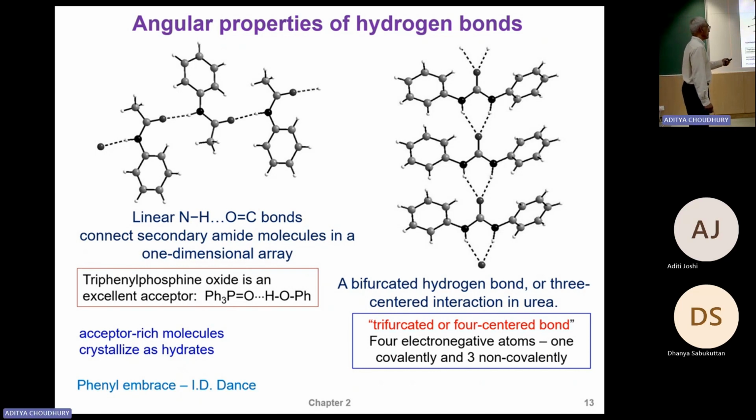In this case, a different type of hydrogen bond is given here. This particular compound is urea, or it can be thiourea. Thiourea also forms a similar one. It has two NH groups hydrogen bonded to the O, so it forms what is called a bifurcated hydrogen bond, or three-centered interaction. This is because it has more donors than the number of acceptors. Because of that, they want to utilize the maximum, so they start forming bifurcated or three-centered hydrogen bonds. Like that, you can also have trifurcated, that means four-centered bonds. That is also possible.